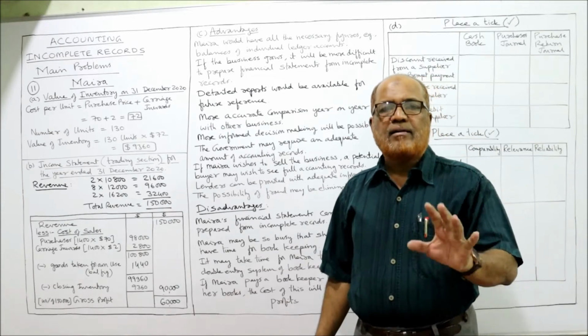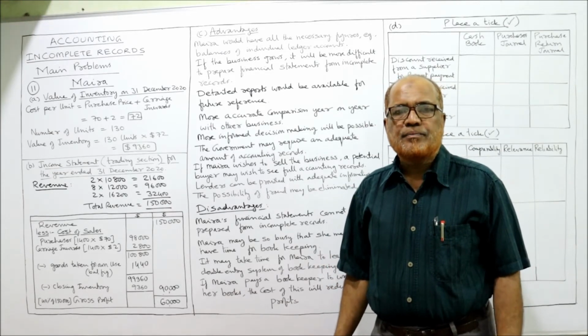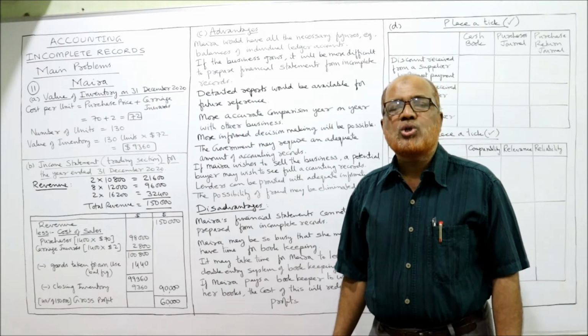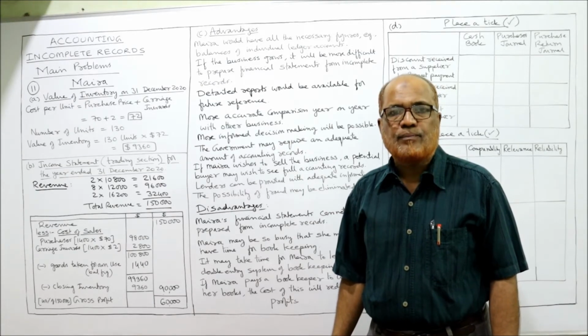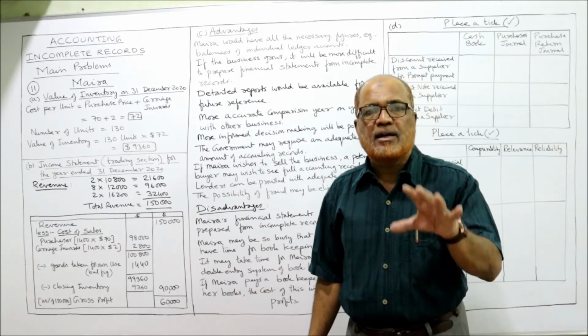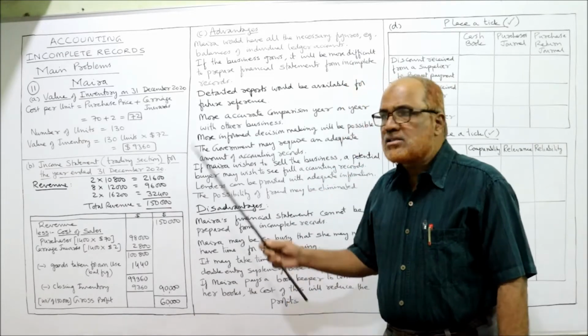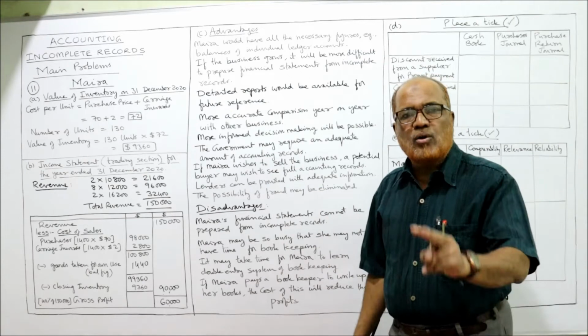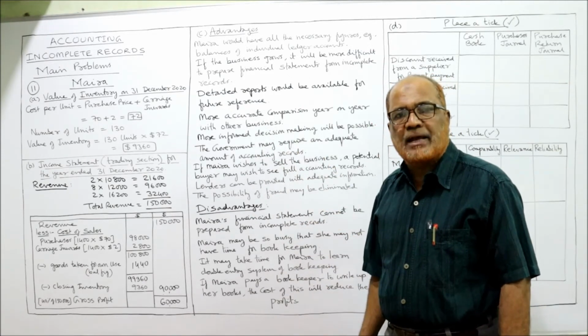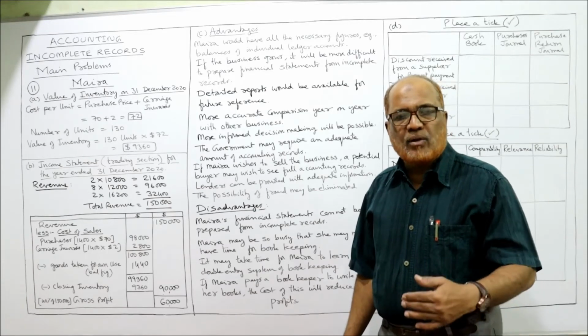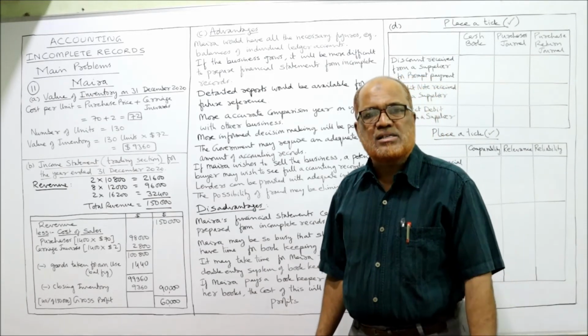If incomplete records are maintained, then what will happen? There is more chance of fraud, misappropriation, theft. All these can be eliminated or minimized. These are all the advantages. The question asks for only 2, but I have explained 6 to 7 advantages. If you remember even only 2, that will be sufficient in the examination.